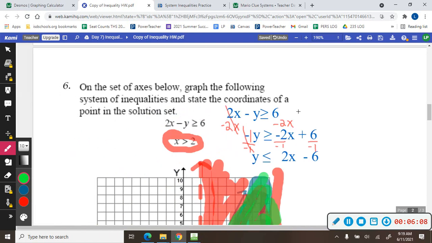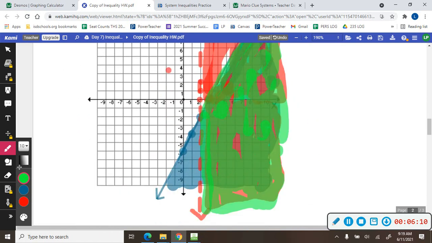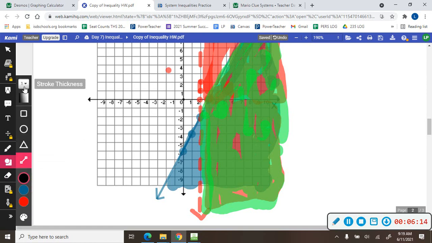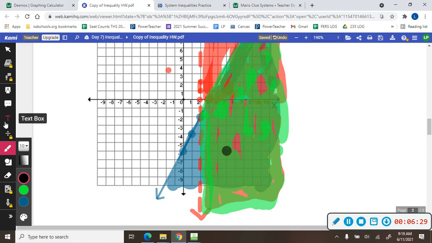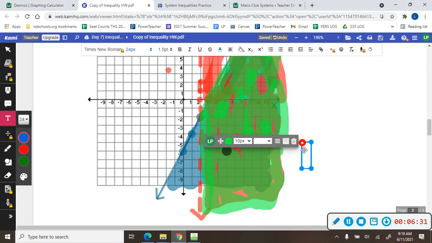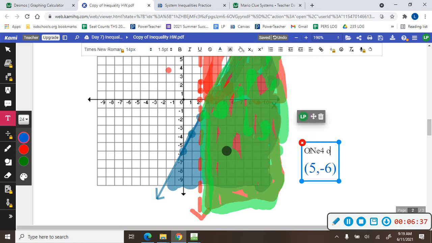Then it says state the coordinates of a point. So anywhere in the green would be a solution. So let's say here, that'd be a solution. Right here. And that looks to be 1, 2, 3, 4, 5. 1, 2, 3, 4, 5, 6. So one solution would be 5, negative 6. One of many solutions.